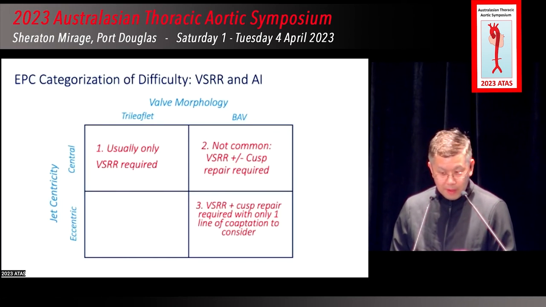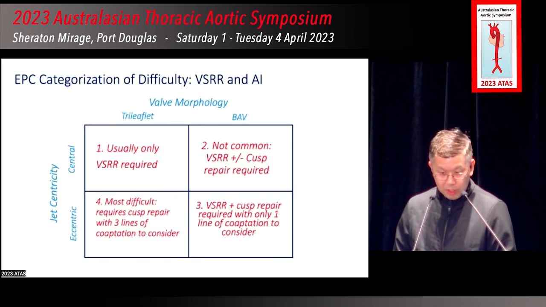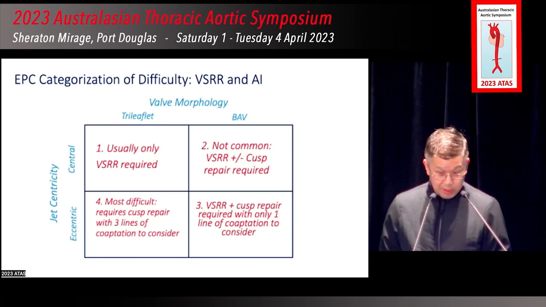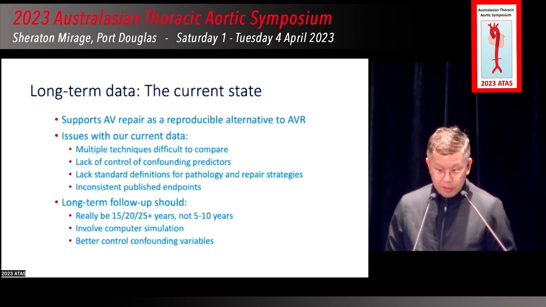A bicuspid valve with eccentric AI, you only have one line of coaptation to consider, and that's a little more complicated than a central jet. And ultimately, the most complicated one is a trileaflet valve with eccentric AI, because you've got 3 lines of coaptation to consider, and it usually requires a cusp repair.